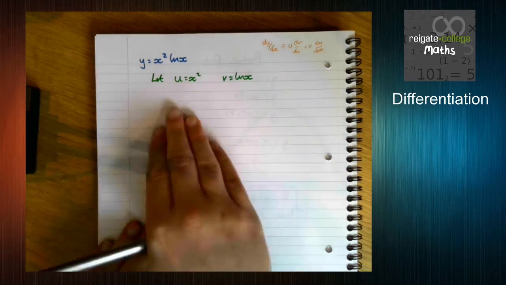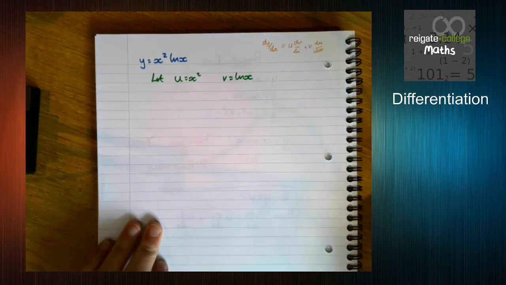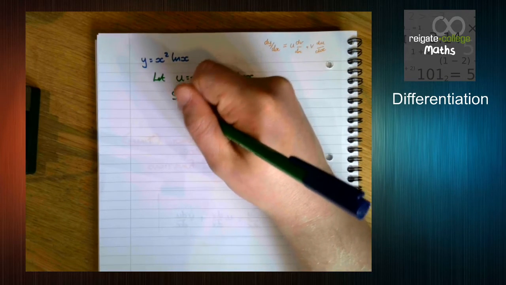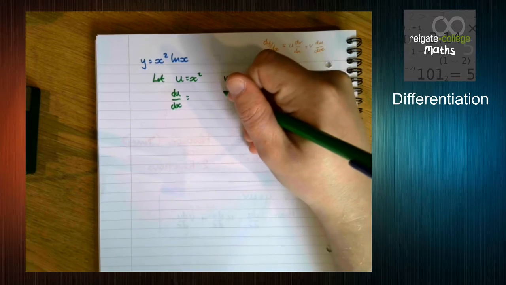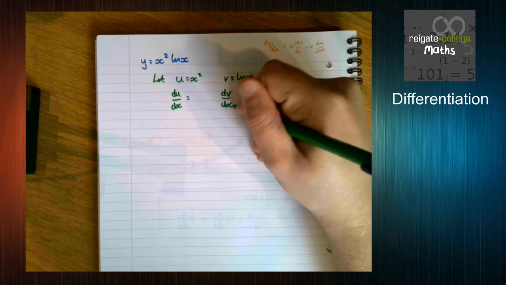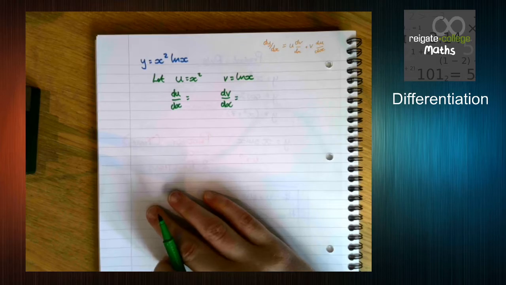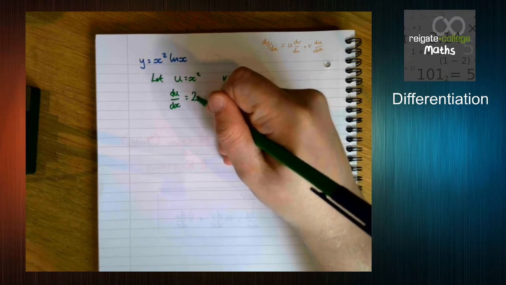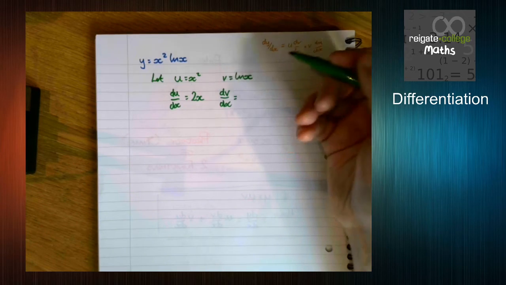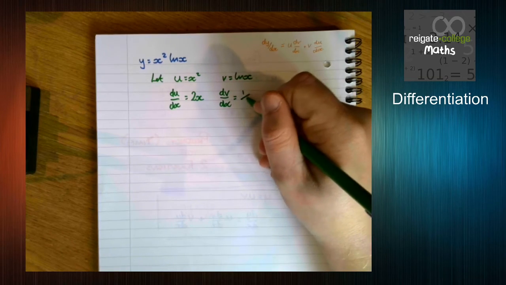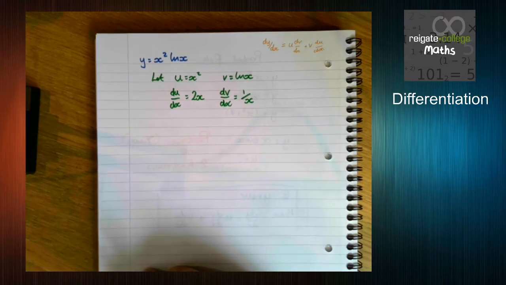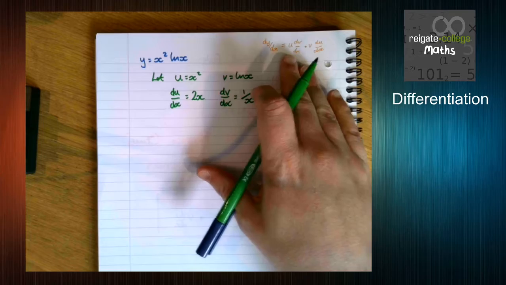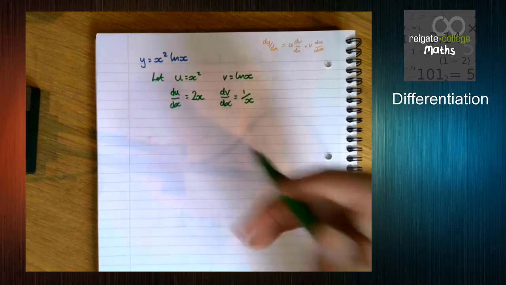So we have u and v for this formula. We need the derivatives of each of these. So that's what we're going to do. We're going to differentiate each of these functions. The derivative of x squared we're used to, and the derivative of ln x we've seen in a previous video. Now we've got all four bits there, we can just stick it all in the formula and then simplify.